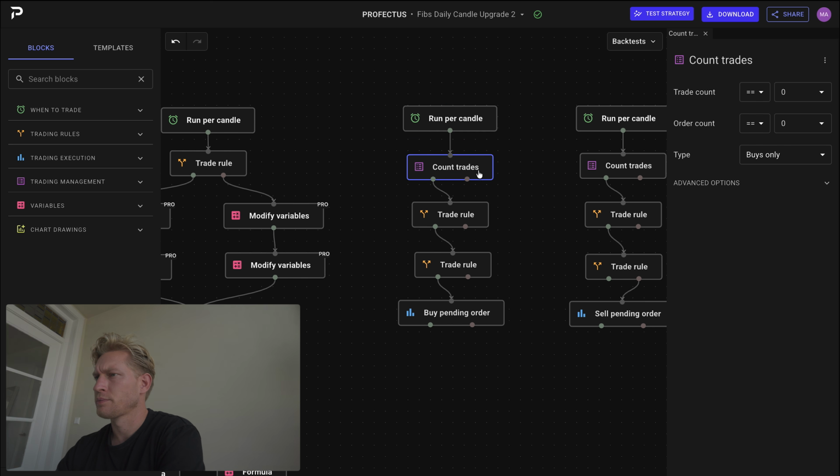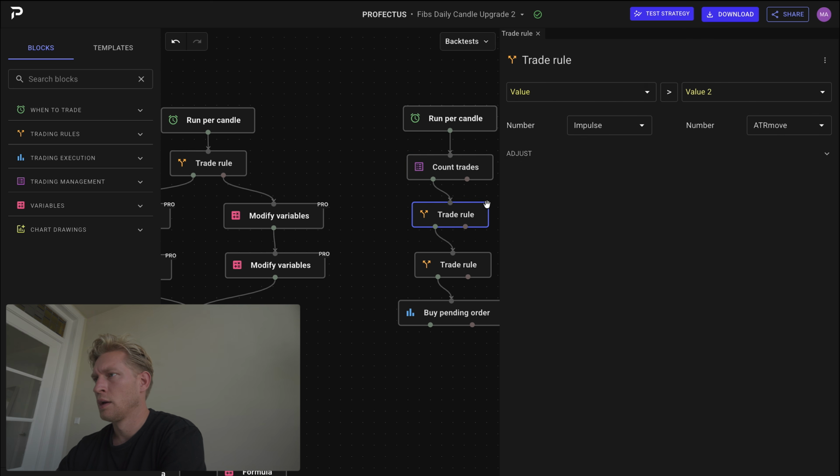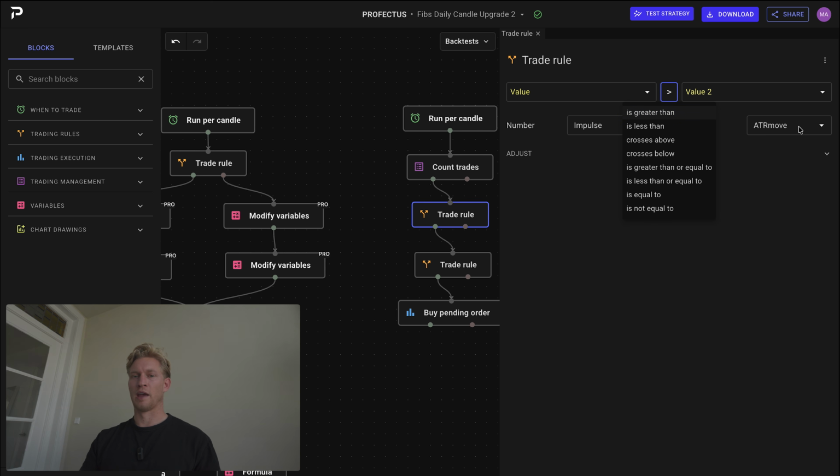Run per candle, count trades. I don't want to have any buy positions open. Is the impulse larger than the ATR move? So remember, I'm taking the average volatility and multiplying that by 3, 4, or 5 times. If you use 5 times, it's a huge number, right? So you need a huge impulse to be greater than 5 times the ATR. So you will not have many setups.